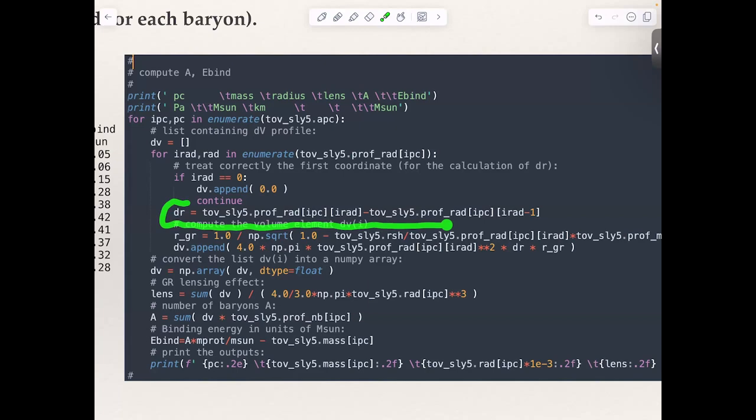Suppose that I don't know what my step in radial coordinate is. If I use, for instance, an adaptive step, it will vary, it will not be constant. So at each iteration, I have to redefine what my step, dr, is, and I define it as the difference between the radius at IRAD and the radius one iteration before. If I have a constant step, I always have the same number, but if I have a step which is adaptive and which changes as I go through my star, then I have to redefine it at every step.